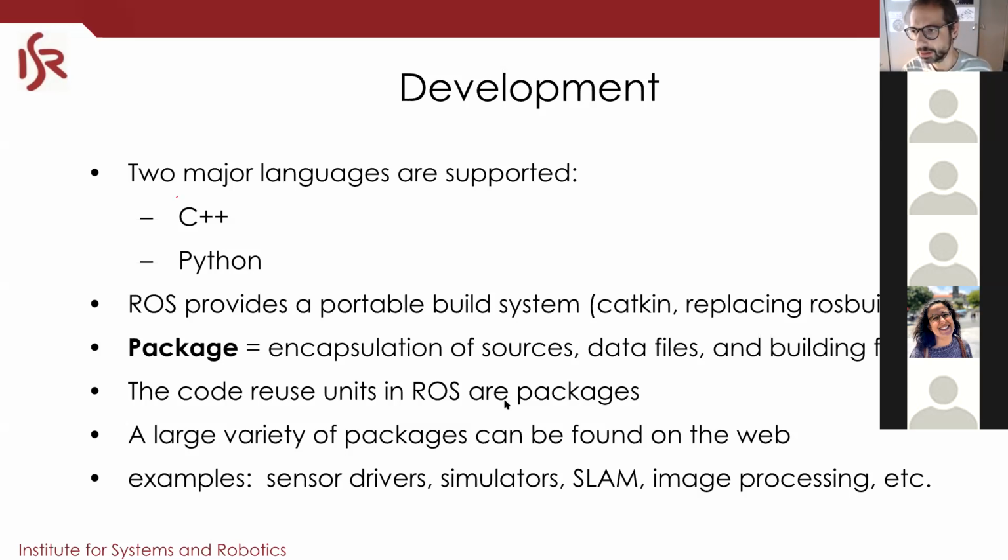The ROS web page has a curated list of packages, and so that's a good way that you can know whether a package is trustworthy or not. Not all of them are there, but the main ones are there. Examples: sensor drivers packages, simulators packages, simultaneous localization and mapping, you have packages for that. Image processing, you have a package for that. You have a package for everything.